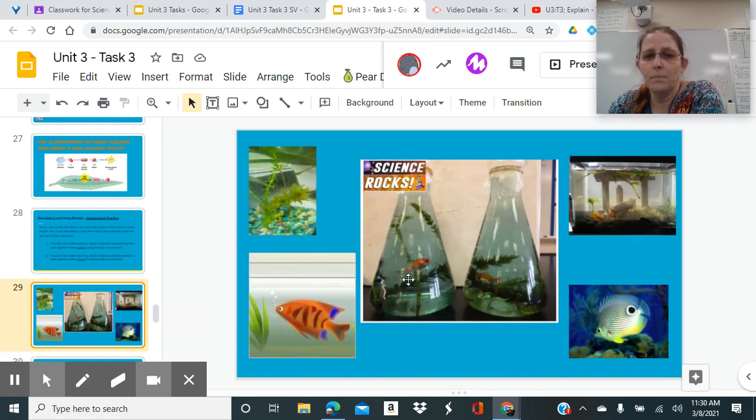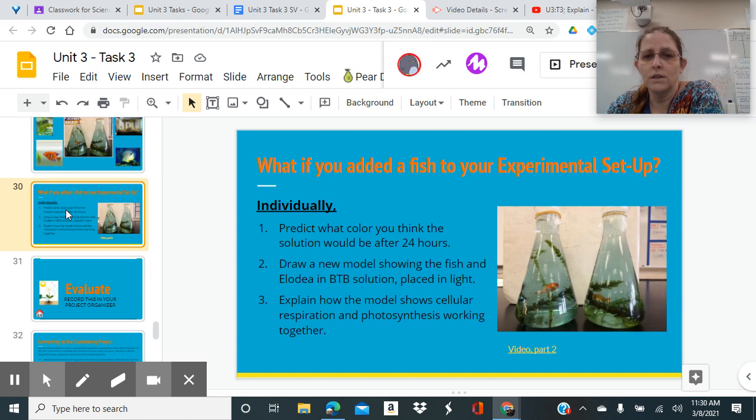So here are a couple of pictures of the Elodea plant and the fish in there. And then also, this is the fish experiment. So this is an experiment here of what color do you think it's going to be after 24 hours? And then the new model, and then explain how the cellular respiration and photosynthesis work together. So that's important. I want to see how they work together.